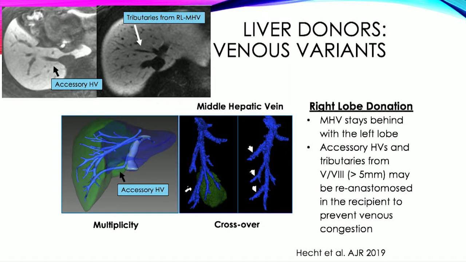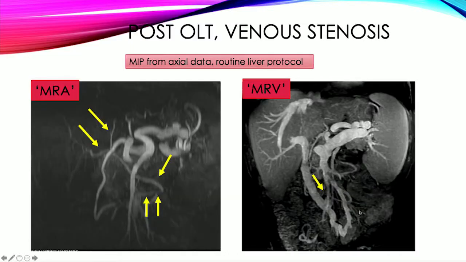And also we use hepatobiliary contrast more and more, which makes the arterial phase a little harder to capture, but allows us to get really great imaging of the liver in the delayed phase where the liver is enhancing, and you see sort of reversal. You see really nice black blood imaging of the hepatic veins, and look for accessory hepatic veins. Again, some of those may need to be reanastomosed in the recipient.